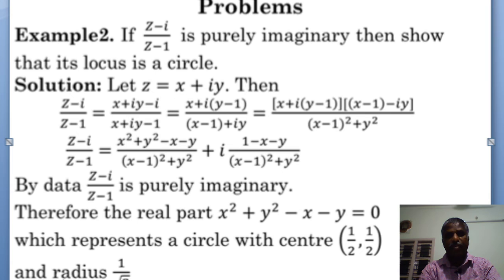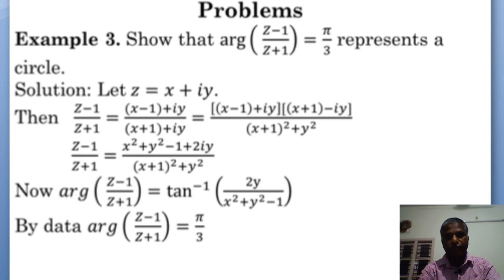And the radius r is equal to square root of g square plus f square minus c. All of you know this formula. Just I will find the radius. Here g is 1 by 2, so 1 by 2 square is 1 by 4, plus 1 by 4. Here the constant c is equal to 0. So 1 by 4 plus 1 by 4 is 1 by 2. Square root of 1 by 2, that is 1 by root 2, is the radius. Okay. Let us see one more example.